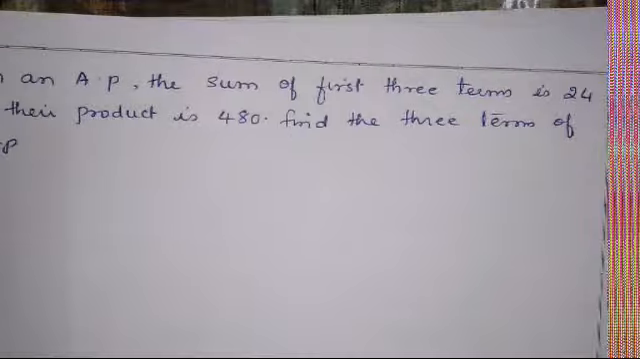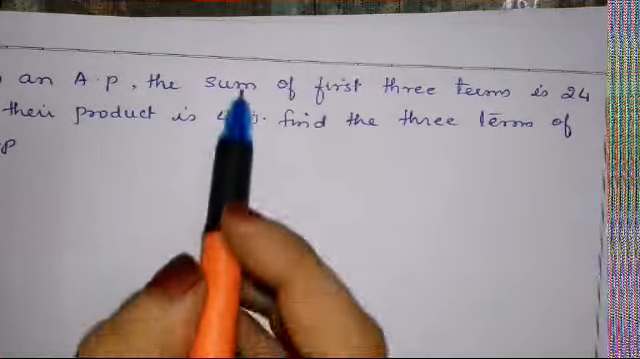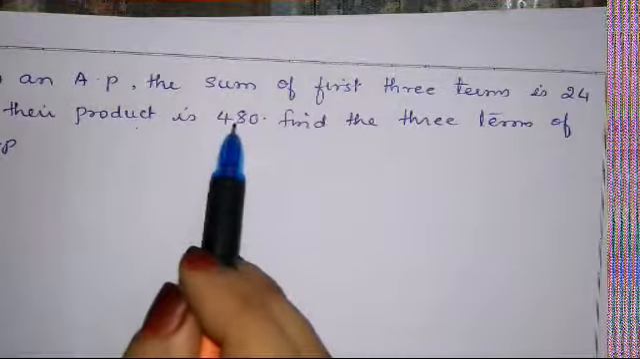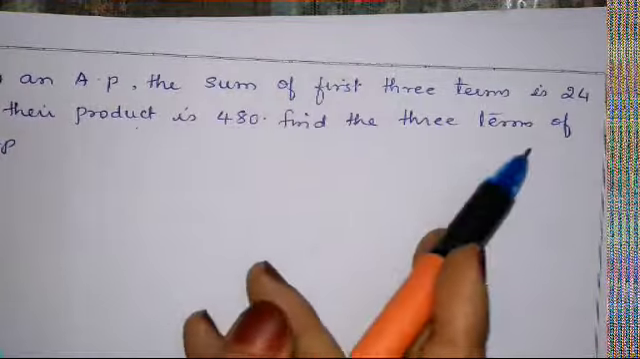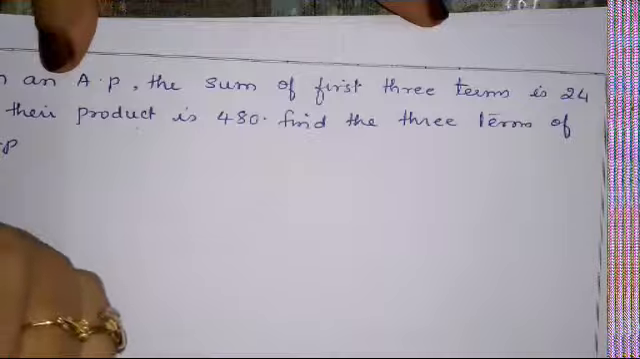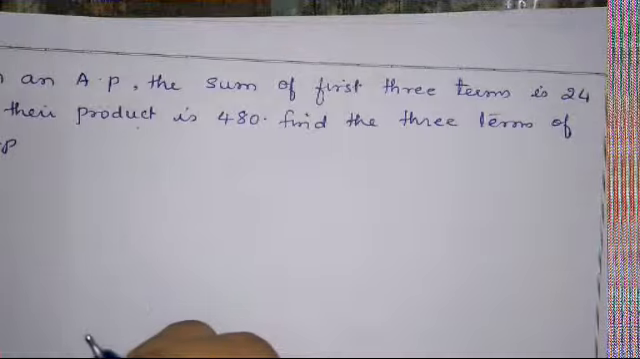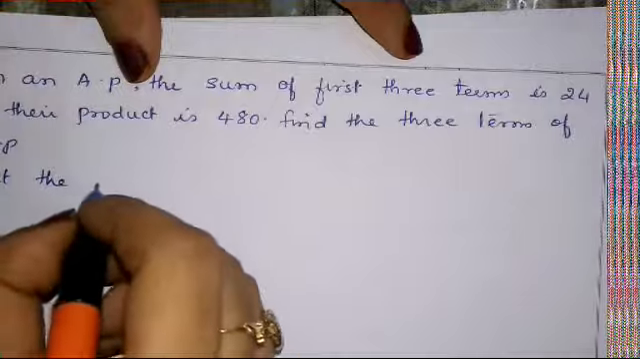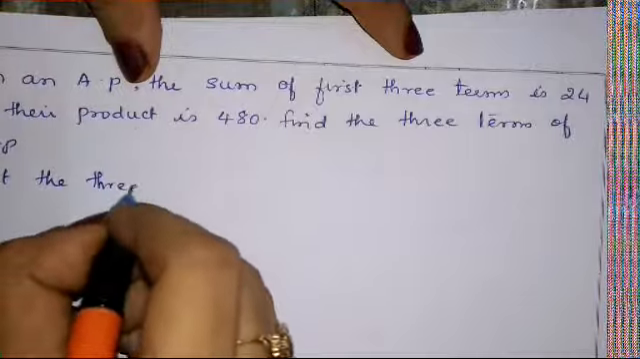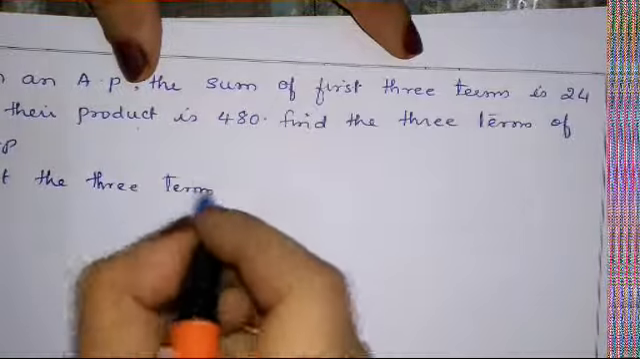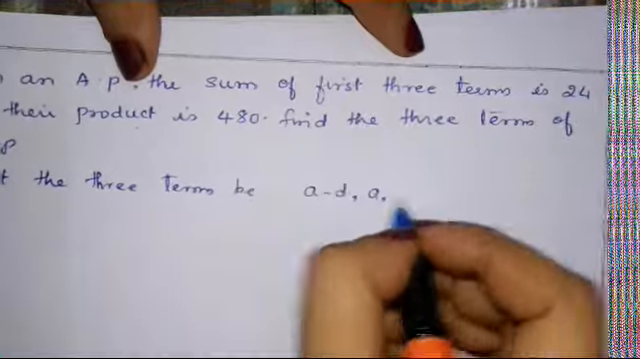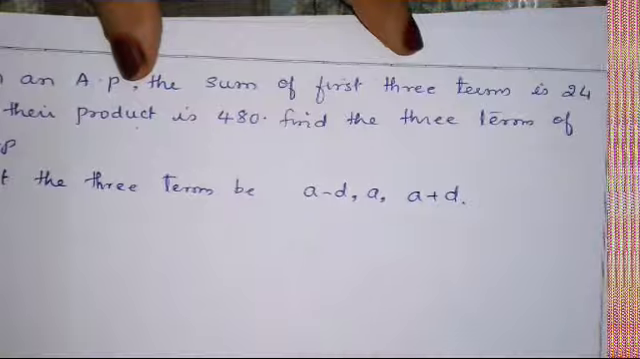So the next question, the last question, question number 12. In an AP, the sum of the first three terms is 24 and their product is 480. Find the three terms of the AP. They have told the sum of three terms is 24. Let the three terms be A minus D, A, A plus D.